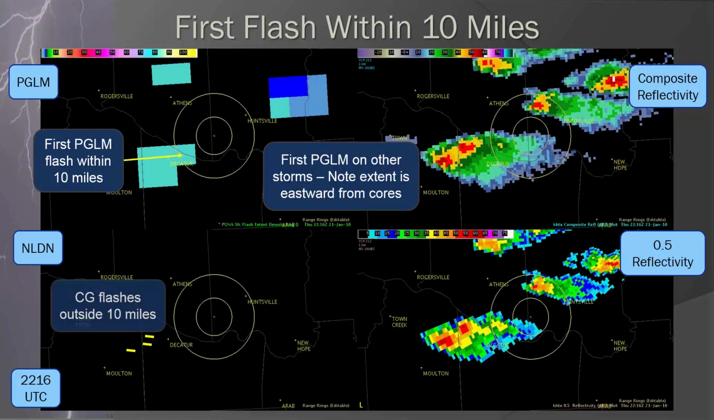We also see that our cloud-to-ground flashes remain outside that 10-mile range ring. So if we were just looking at the cloud-to-ground lightning data alone, we would say, okay, we still have time. The lightning data is not within 10 miles of our point of interest. However, what we're seeing with the GLM, with that spatial extent, is that the intracloud lightning is already above or approaching that point of interest.